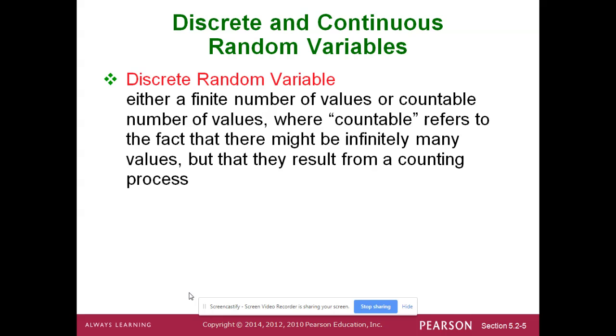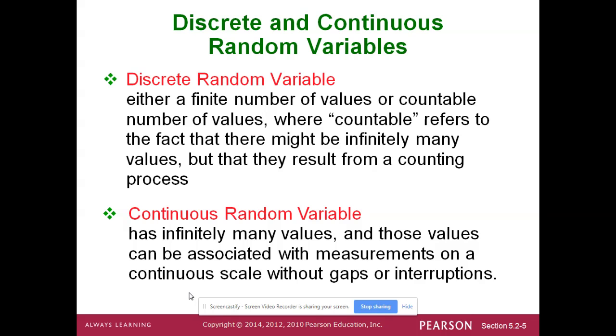All right. So in the preview, we talked about discrete and continuous random variables. A discrete random variable has either a finite number of values or a countable number of values, where countable means there might be infinitely many values, but they represent a result from a counting process. So discrete is countable, meaning you can go from one to the next one. Typically, most of our situations are going to be a finite number, meaning that there's 6 of them or 25 outcomes or something. But it could also mean an infinite number, but they're countable in that you can go from one to the next to the next.